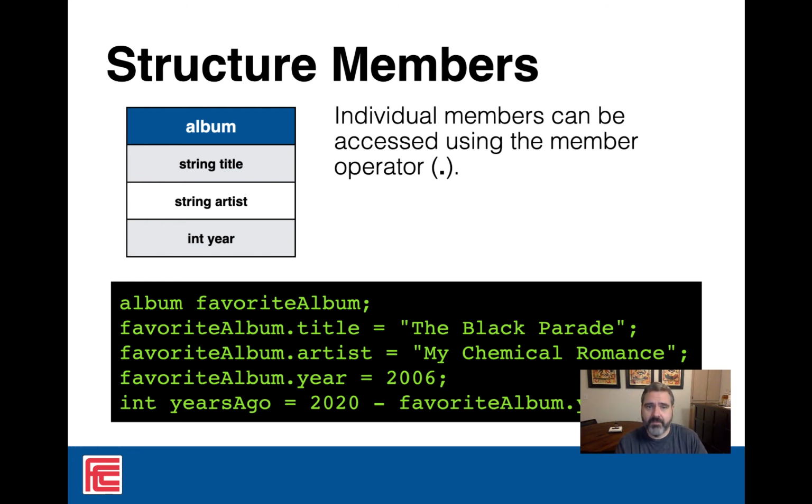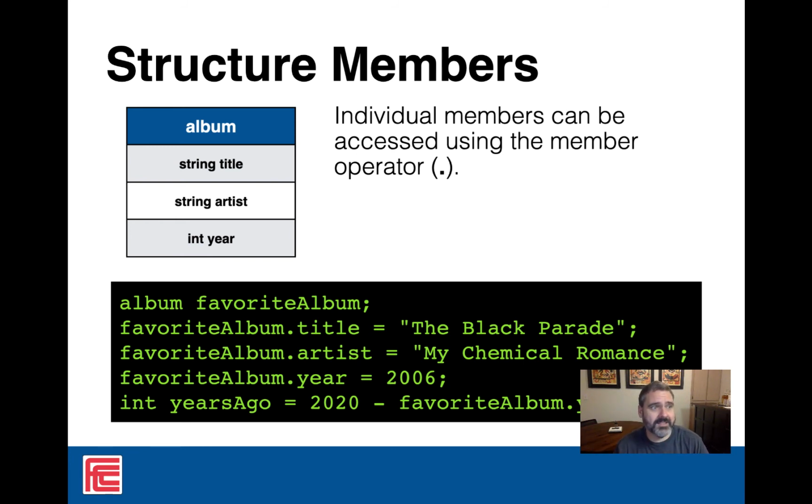So album, favorite album dot title equals the Black Parade. So I took that string and I stuck it into that struct. Favorite album dot artist equals My Chemical Romance. Slide that in. Favorite album dot year is equal to 2006. We put that in there.